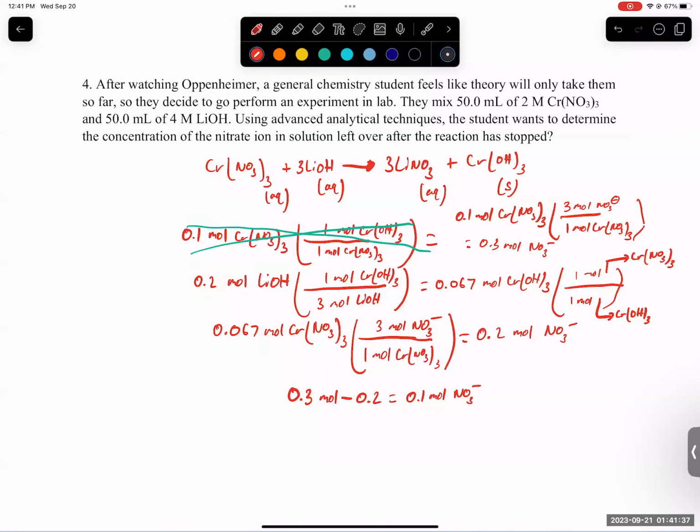The concentration. So what do we do to get concentration? Moles over liters. So 50 milliliters, so we do 50 over 1,000. With 0.1 moles over 0.05 liters, we should get a concentration of exactly 2 molar. So there was a 2 molar concentration of NO3 minus. I know that was kind of a circular way of going about things.